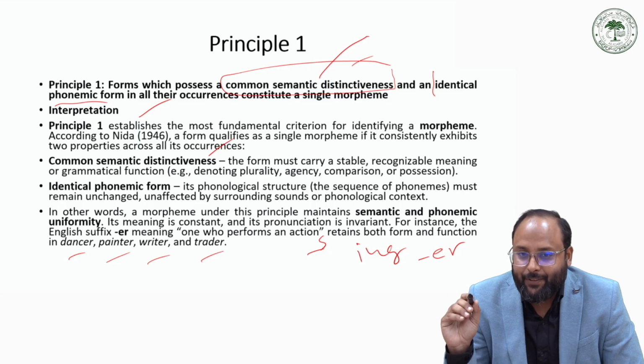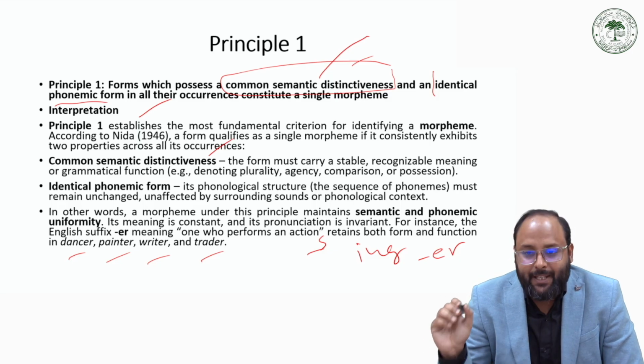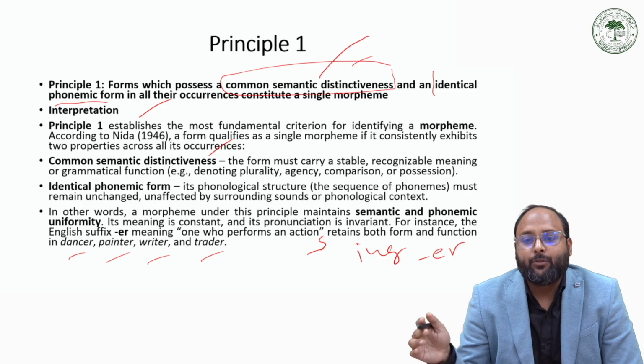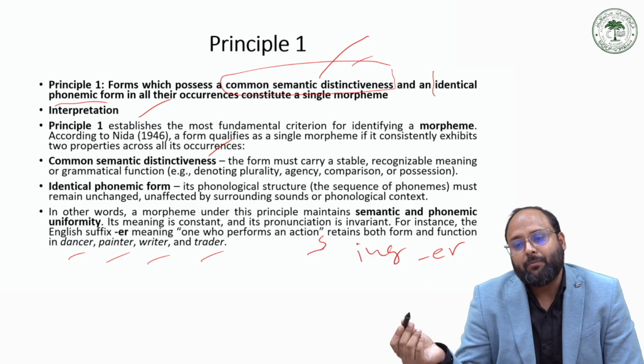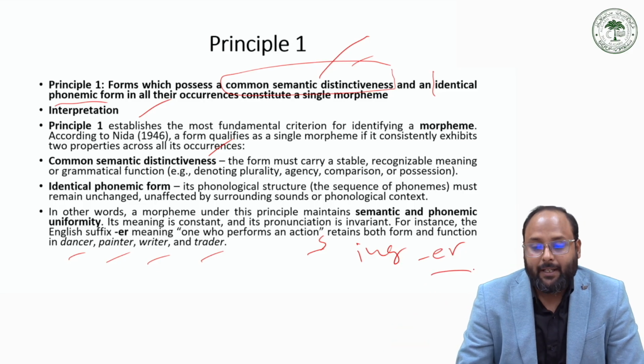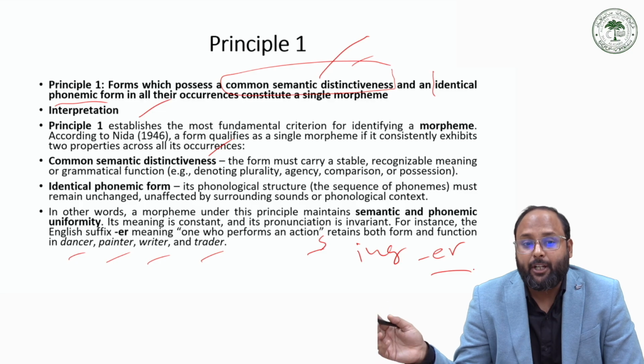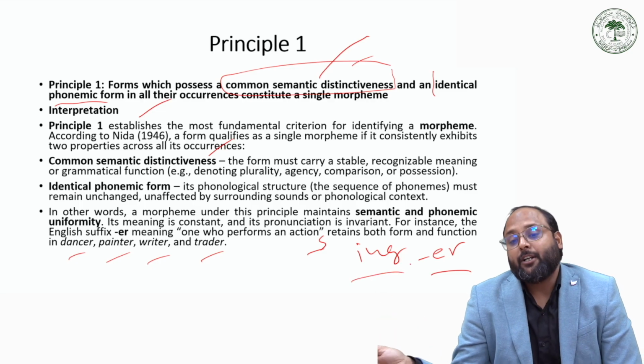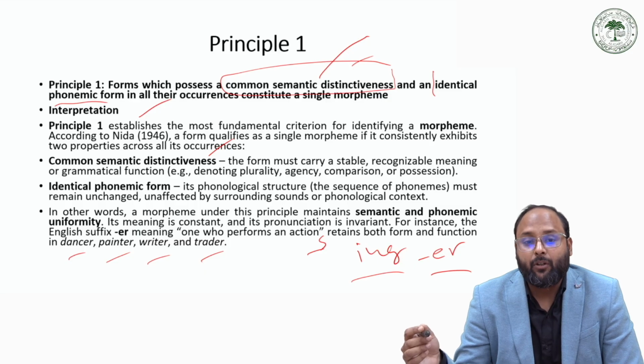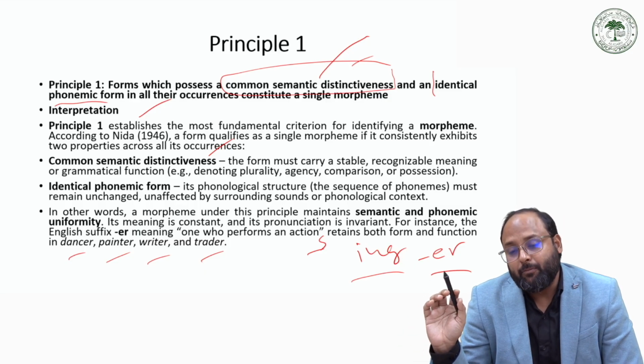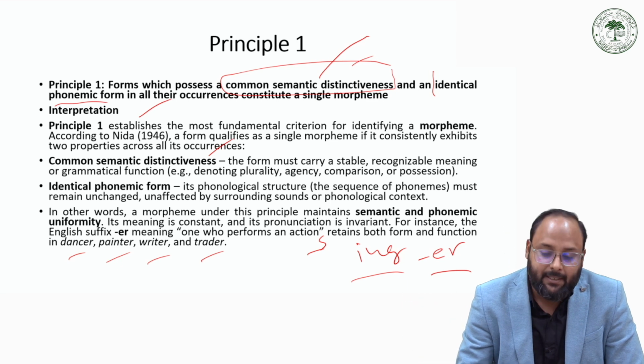So that means if the form is the same and the meaning is the same in many words, it is called a single morpheme. Like -er, it occurs in many words like painter, writer, trader, and -ing occurs in many words like walking, talking, writing, painting. So it gives the same meaning and same form, and the -s in many words.